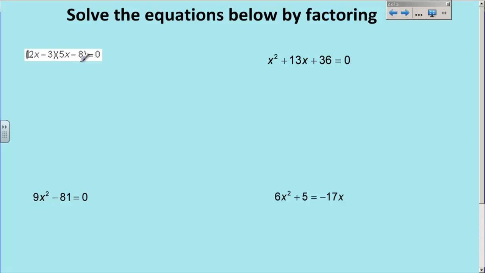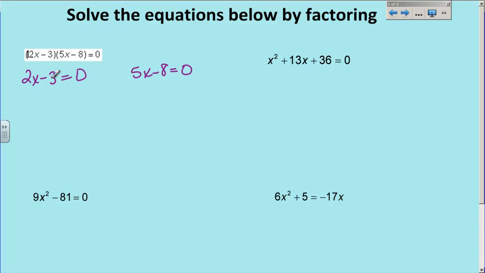So since one or both of these has to equal 0, here is how I set this up. I take one of the factors, 2x minus 3, and either it has to equal 0 or the other factor, 5x minus 8, has to equal 0. So I take both my factors, set them equal to 0, and then I solve just like I would solve an equation to get down to what x should equal.